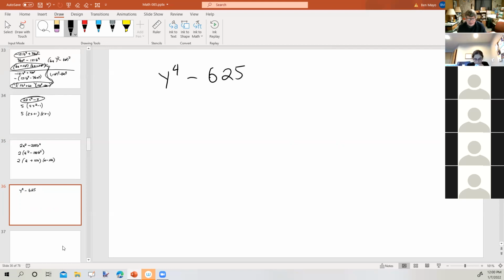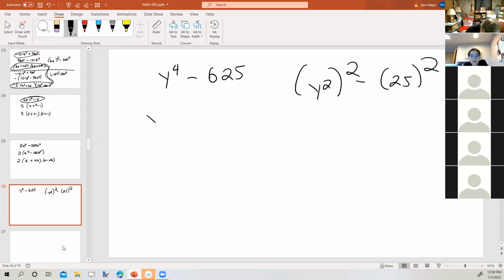Now, what does that have to do with anything? Well, this is the polynomial that seems to never end. Let's consider what's going on here. I have the difference of two squares. Y to the fourth is y squared squared. 625 is 25 times 25. So based on that, I could write the following.